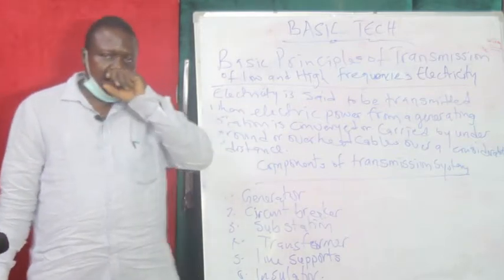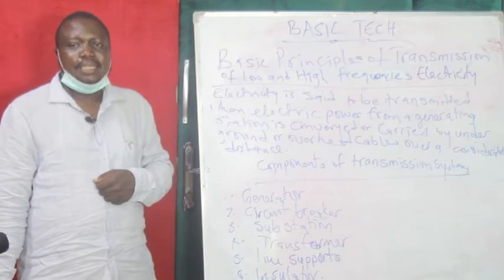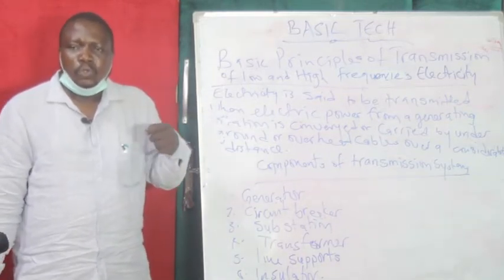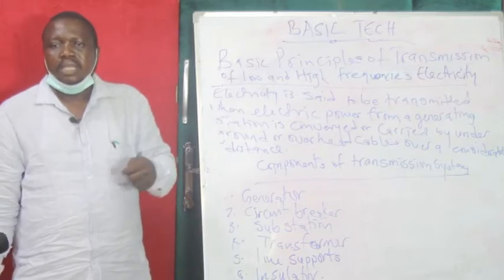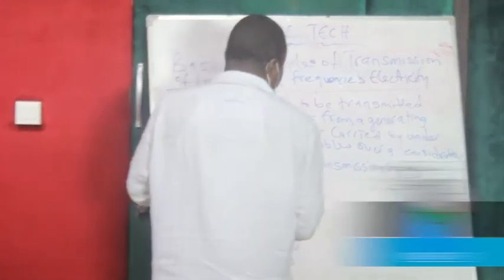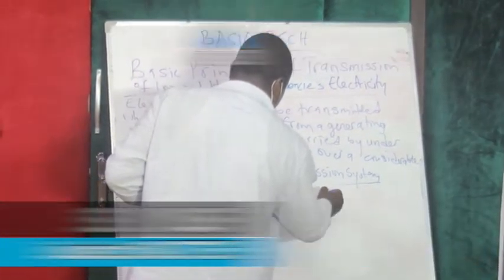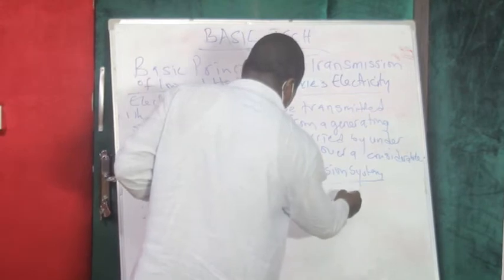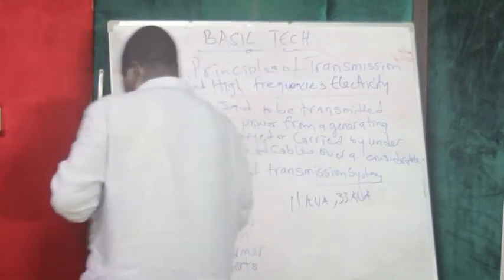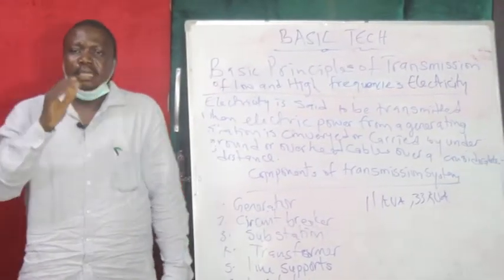Generator. The amount of electrical energy generated from generating stations is very high. So you need a very big generator of 11 kVA size. What do we mean by 11 kVA? It is an 11 kV or 33 kV line. In Nigeria, in most cases, this is the type of line we use, 11 kV or 33 kV line.